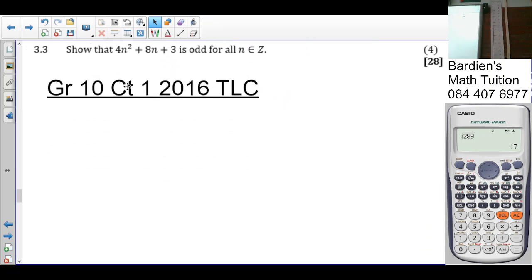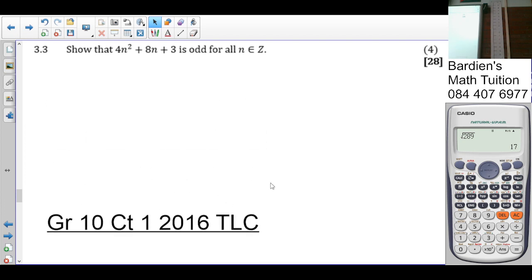It says to show that 4n squared plus 8n plus 3 is odd for all integers. So something is odd when we're adding an odd number plus an even number, or an even number plus an odd number, or when odd times odd. So what we have here is either we go with, okay, so what I'm going to do is I'm going to get a factor of 2 first.